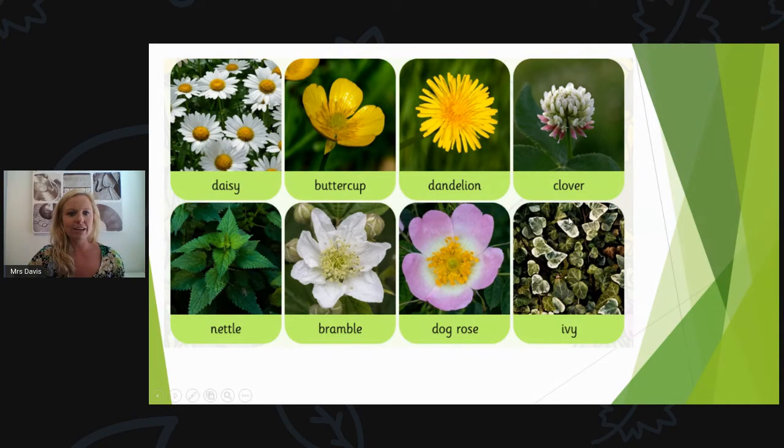We've got another yellow one here called a dandelion. You probably recognise those. We've got a clover. It's very pretty there. It's quite unusual looking. They sort of group up the petals. You've got some nettles. You've got a bramble. You've got a dog rose. And you've got some ivy. Okay, so there's some of our wild flowers.